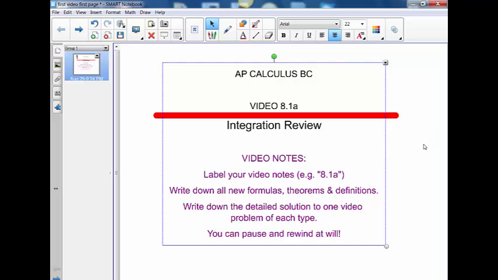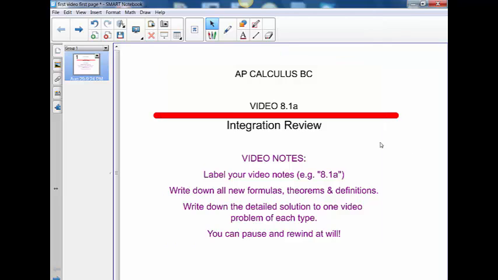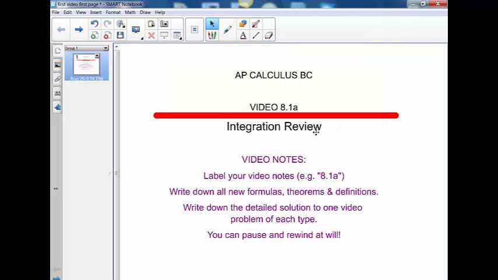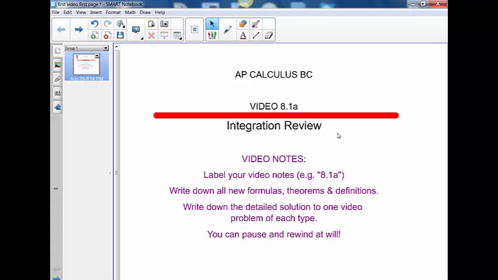We're going to be starting with integration review. It is the only thing we're doing this year that is review, but I will tell you that it's a lot. So before we go any further, video notes: you should have a spiral notebook for your video notes and your class problem sets. So please have that with you.